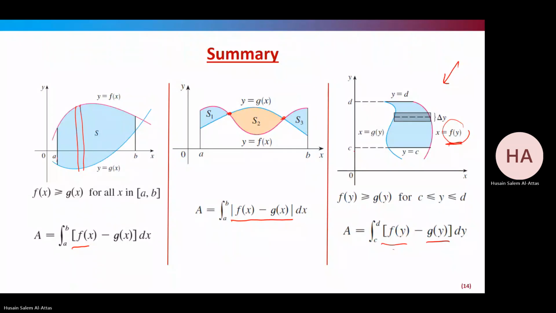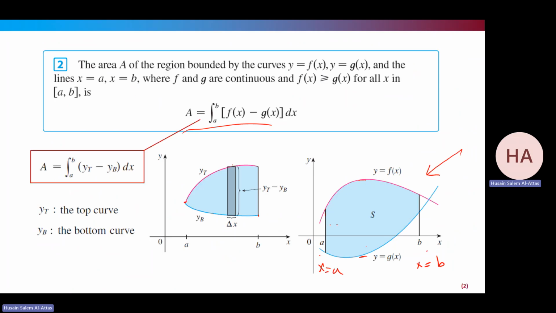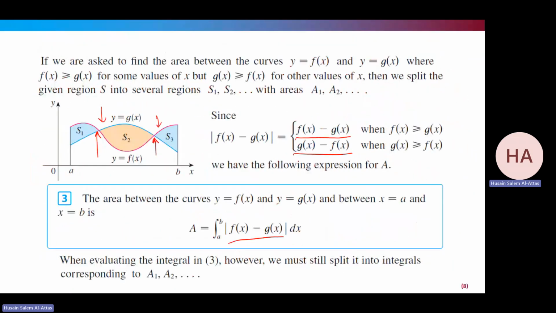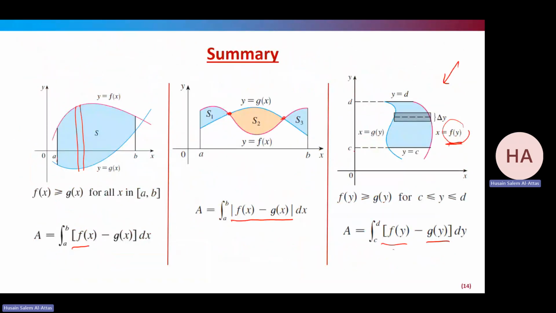Bismillahirrahmanirrahim. Now we started 7.1, area of the region between two curves. We explained the three cases, and we did some examples. Let me go back over these three cases, which is very clear.